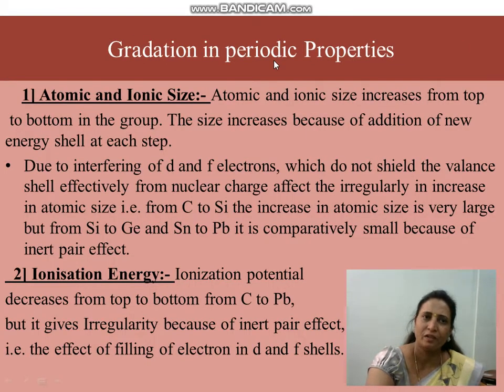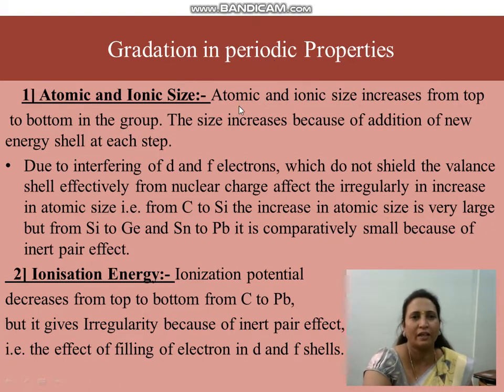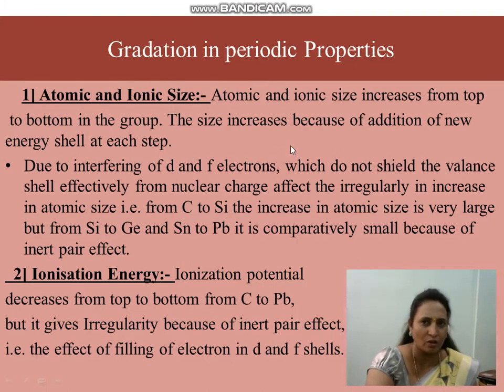Now let's see gradation in periodic properties. The first periodic property is atomic and ionic size. The atomic and ionic size of this group's elements increases from top to bottom. Again, this is because of the addition of a new energy shell at each step. We have already seen that at each step a new shell gets added, 2, 3, 4, 5 and so on.